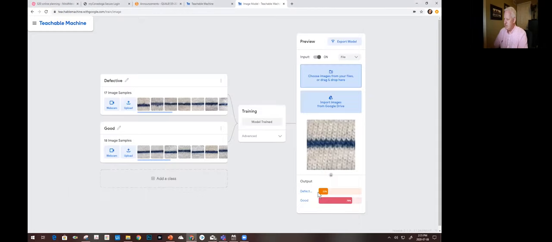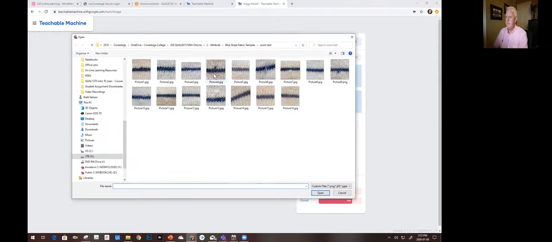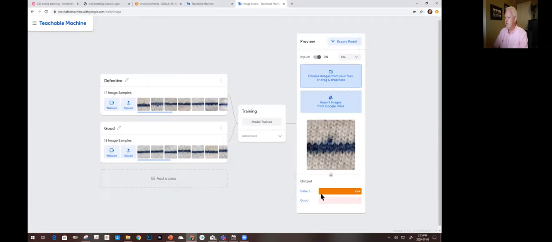And you can see what it's doing. It says there's a 22% chance that that is an image of a defect, but a 78% chance that it's a good image. So in that case, that's a good decision. Let's try another one. Here's one with a really obvious defect.